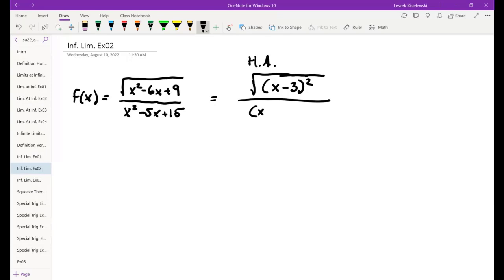I believe, what is it? What does the denominator factor into? Yeah. Okay, there you go. That fixed it. There you go. All right.